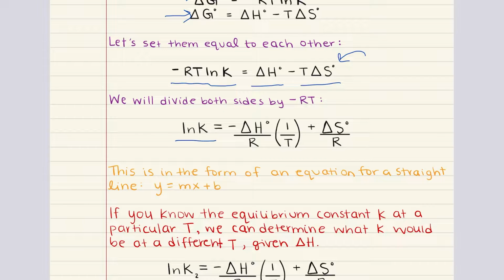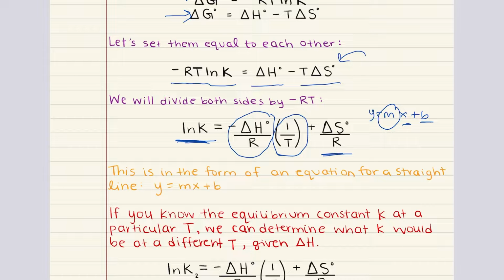This equation resembles the form of a straight line. Y equals mx plus b. Y is natural log K. The slope m is equal to negative delta H divided by R. And x is going to be equal to 1 over T. And then the y-intercept b, that is equal to delta S divided by R.